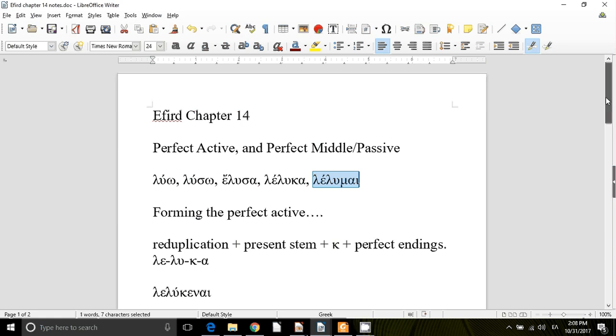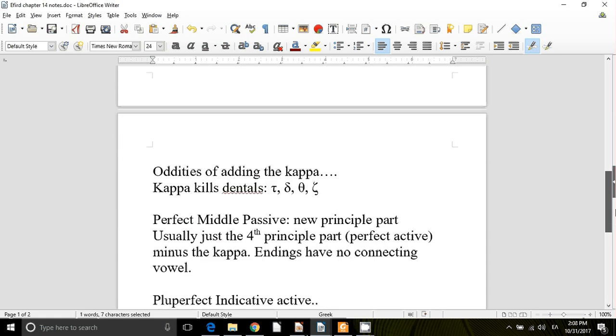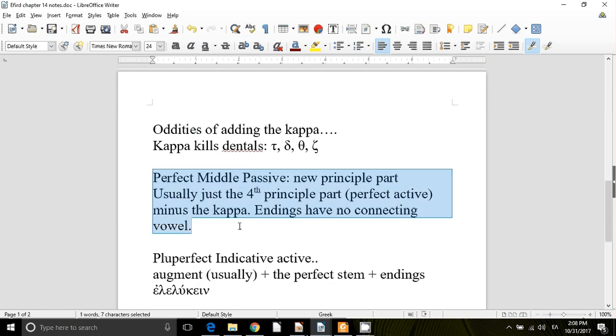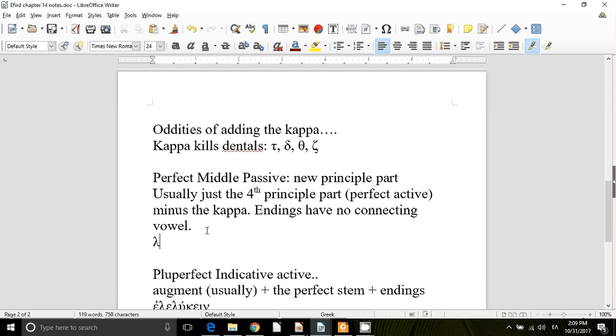So we're back to the middle and passive being together under one form in the perfect. Now usually this is only just going to use the fourth principal part, and you're just dropping the kappa. But some of them, it's a different principal part because some of them are going to be quite different from the rest of the verb. But we just drop that kappa, and so again we get lela and then mai.